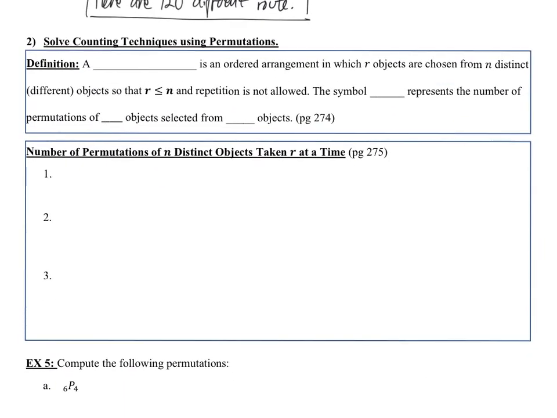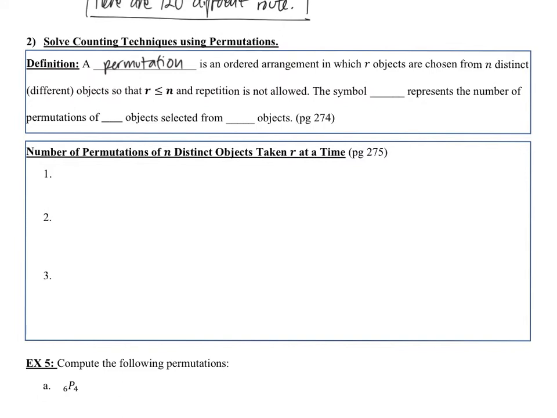Alright, so solve counting techniques using permutations. Alright, by definition, a permutation is an ordered arrangement in which r objects are chosen from n distinct or different objects so that r is less than n and repetition is not allowed.